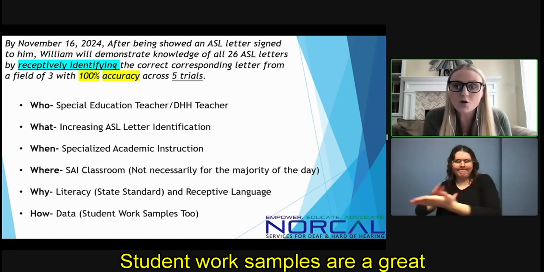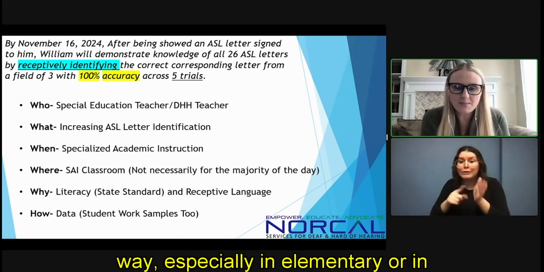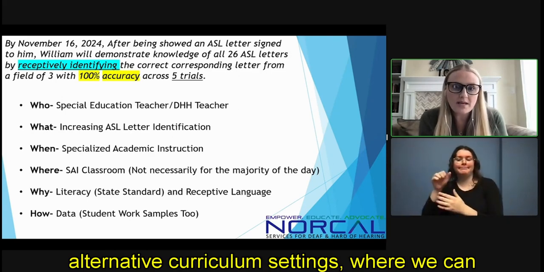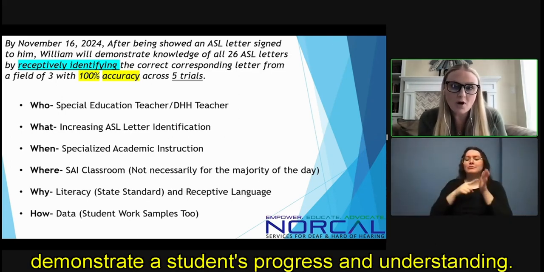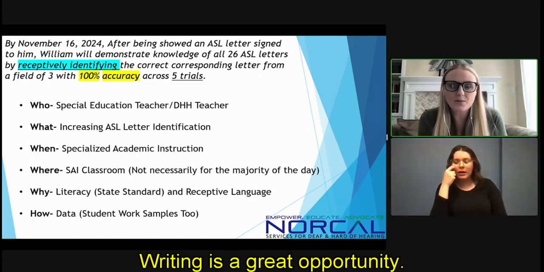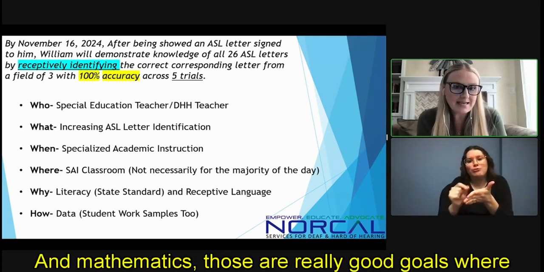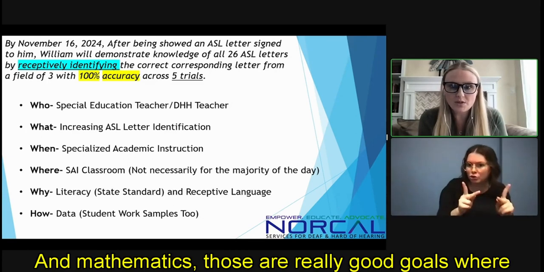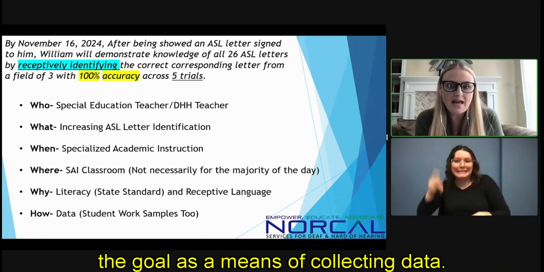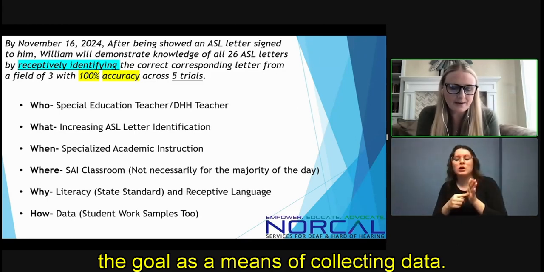So student work samples are a great way, especially in elementary or in alternative curriculum settings, where we can demonstrate a student's progress in understanding. Writing is a great opportunity, and mathematics. Those are really good goals where we should have student work samples listed on the goal as a means of collecting data.